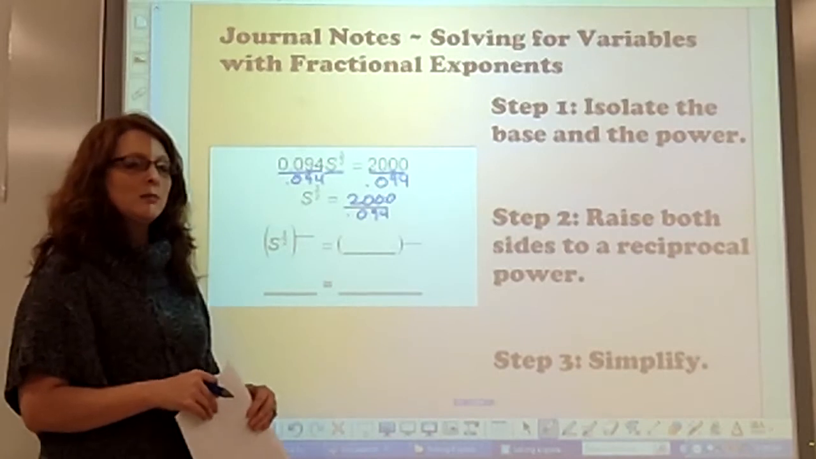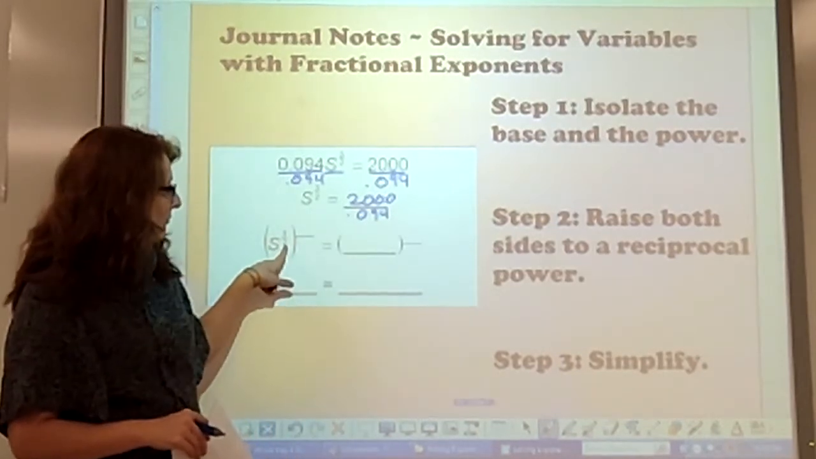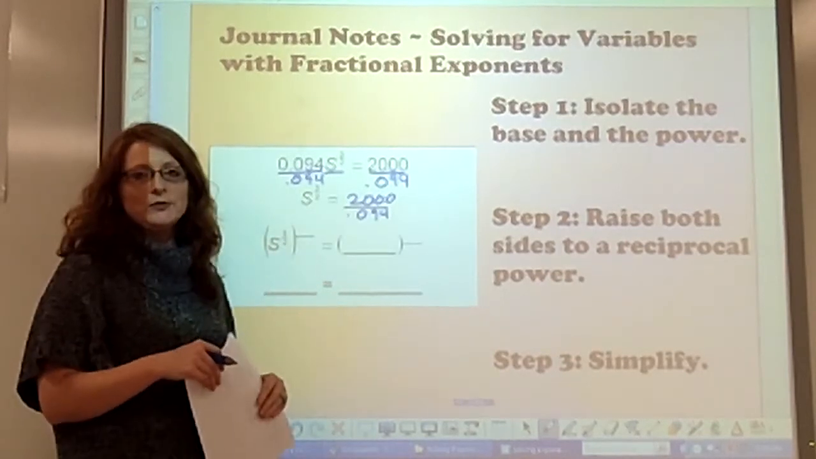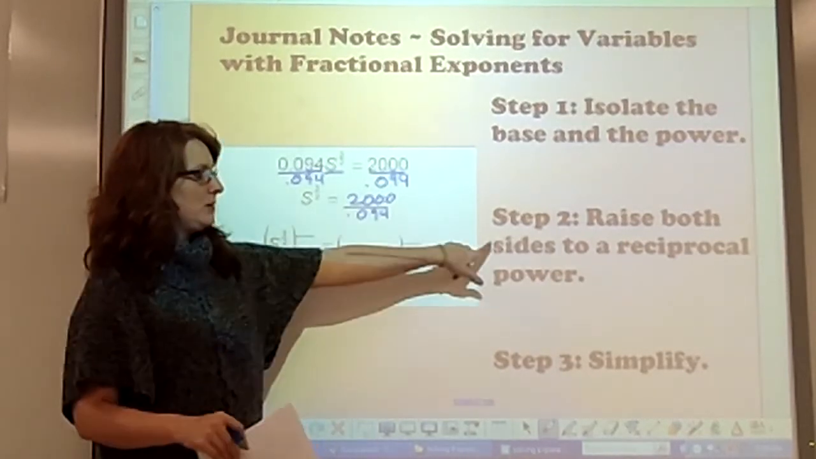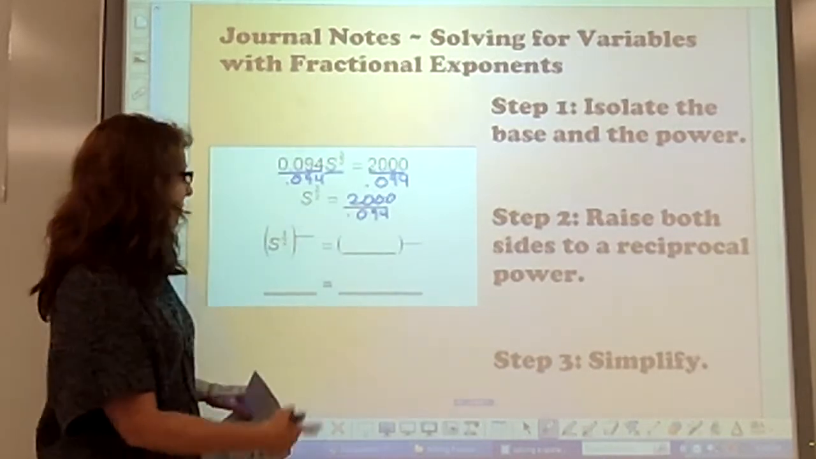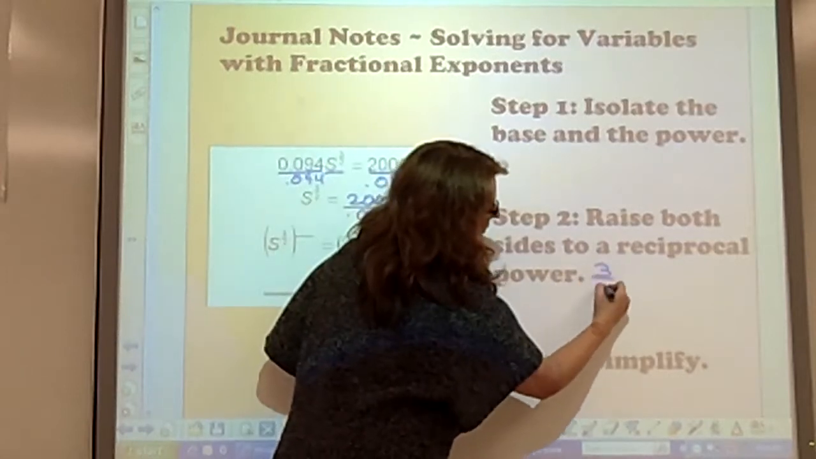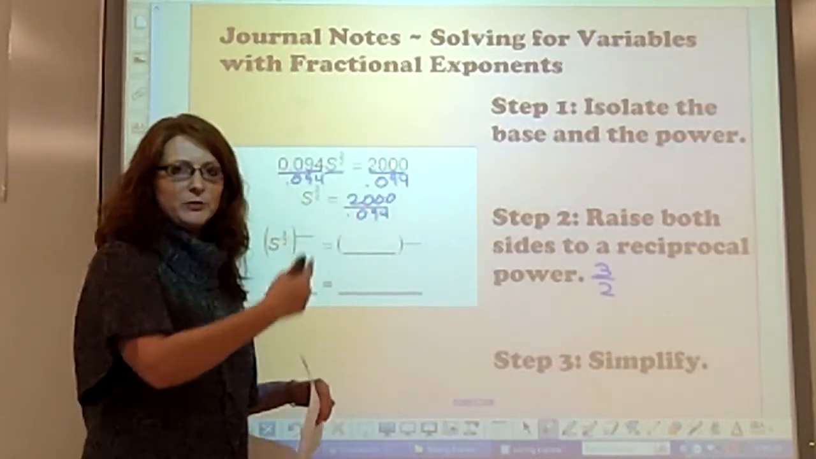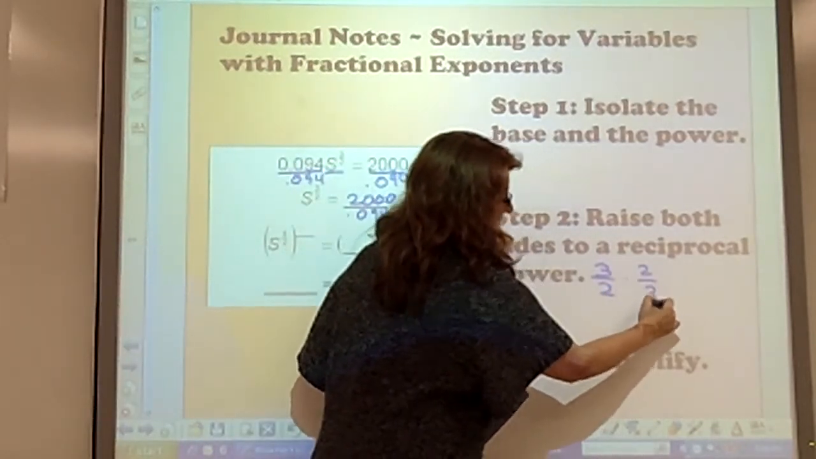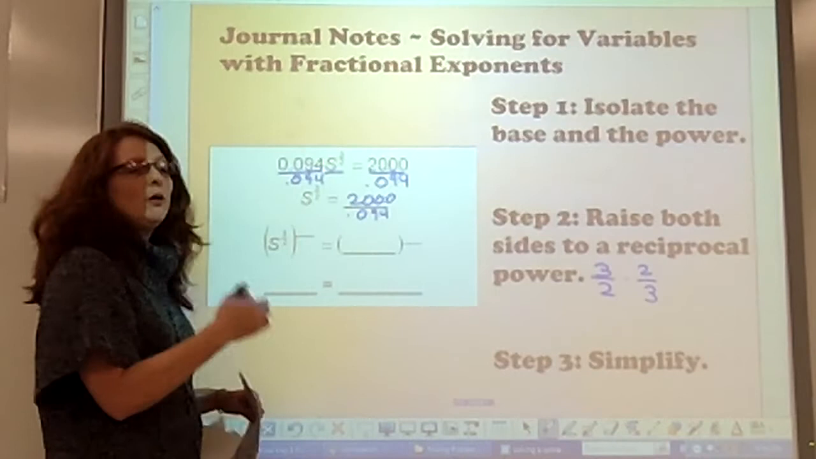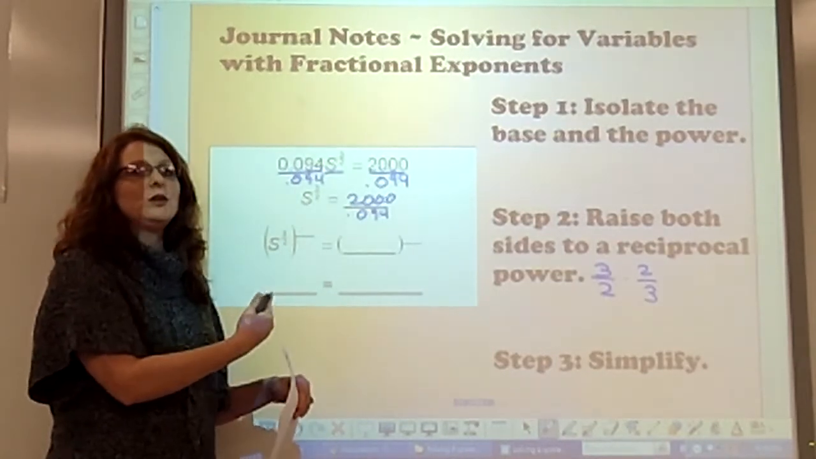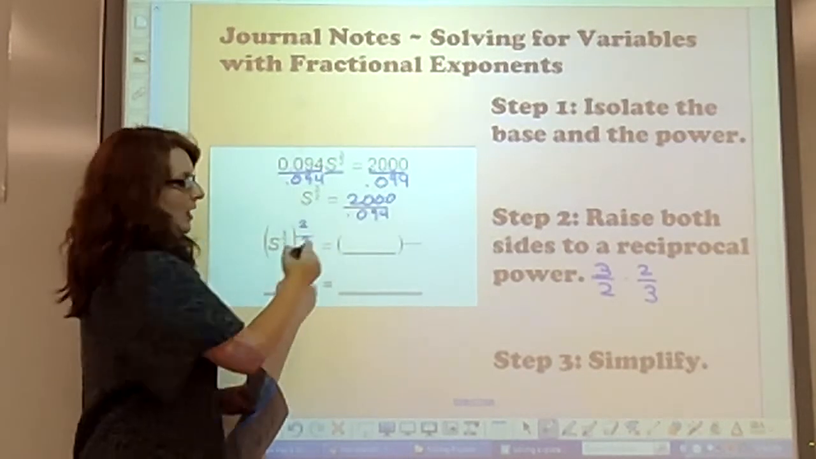It's 21,000 something. To get rid of this fraction here, I need to cancel it. And the best way to cancel a fraction is reciprocal. So step 2 says raise both sides to the reciprocal power. Remember that reciprocal means it's flipped. So if I have 3/2, the reciprocal of that is 2/3. So don't get confused here thinking you're multiplying this by 2/3. You're not.